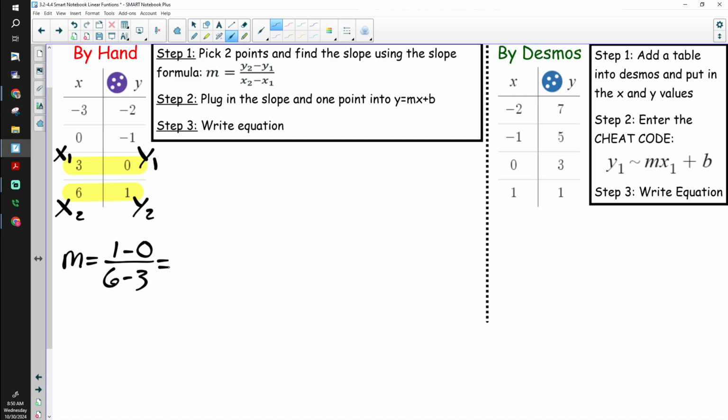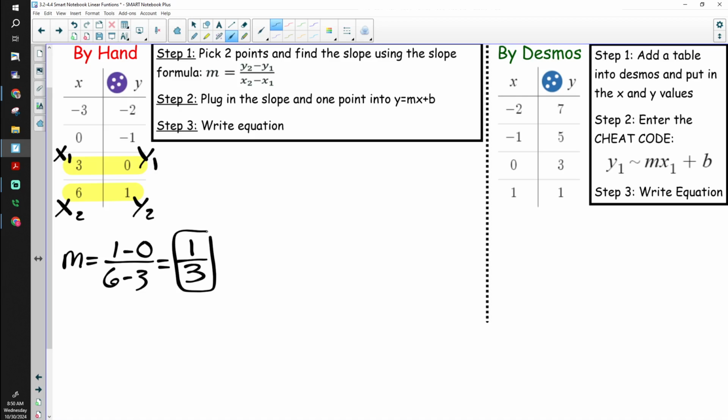Now we simplify. What's 1 minus 0? 1. 6 minus 3 is 3. So my slope is 1/3. Great. I have my m. But I still can't write my line because I still need the b.